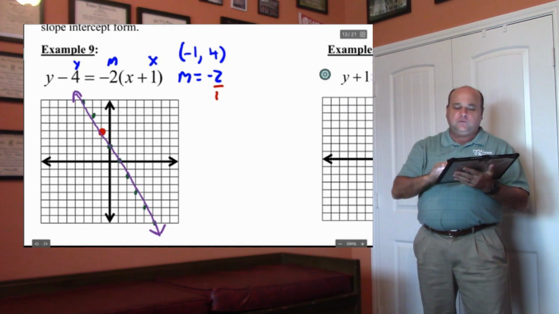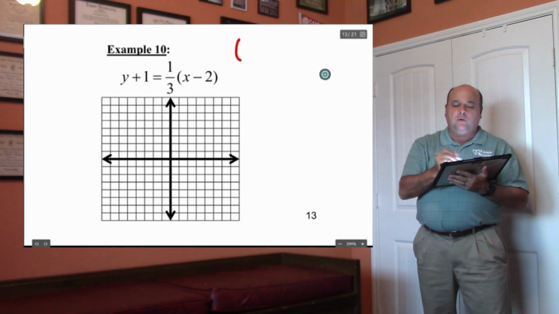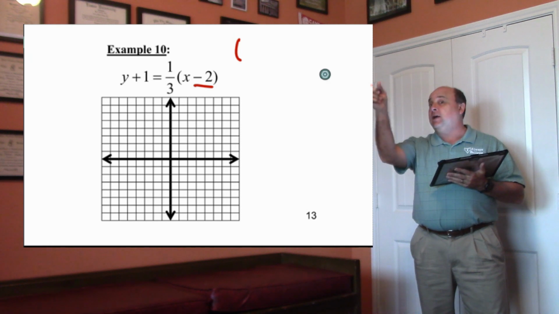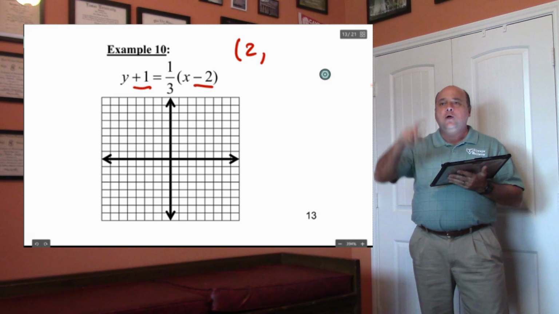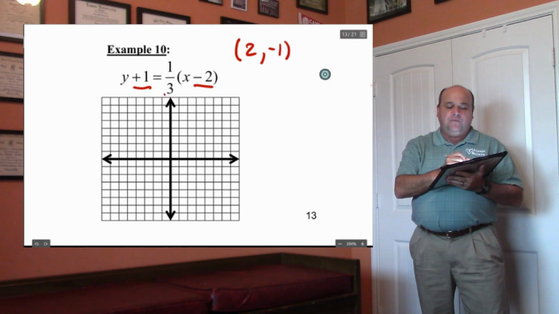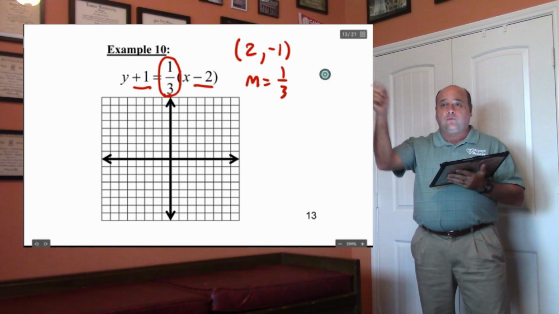Let's do the next one. Okay, same thing on this one. Let's get our point. So draw parentheses. This will be my x. What's the opposite of a -2? It's a +2, comma. This will be my y. What's the opposite of +1? It's a -1. And this is my slope. My slope is going to be up 1, right 3.